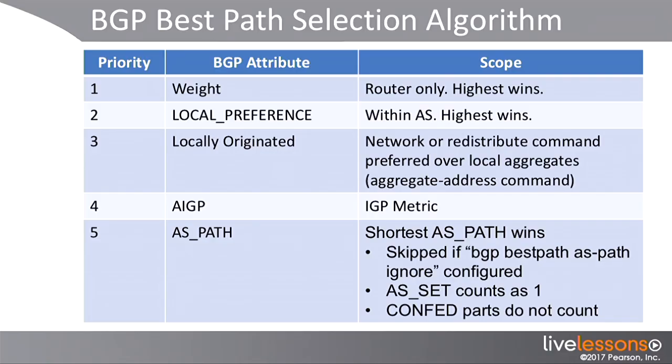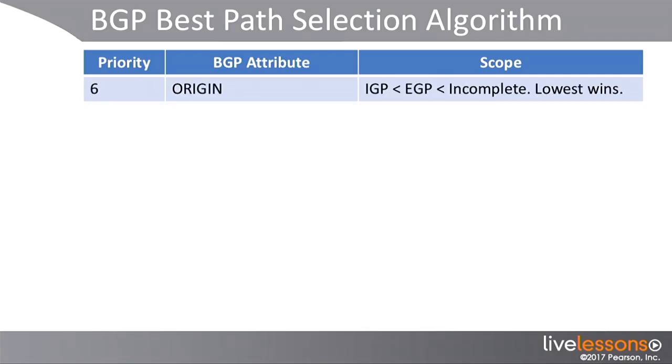AS set counts as 1, and if there is a confederation, then it is not counted at all. The confed part does not count. Confed means confederation. If you have a confederation and you have multiple different sub-AS paths within the confederation, those AS paths won't count.